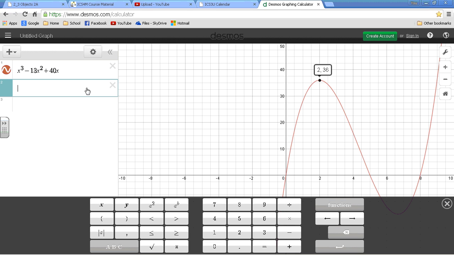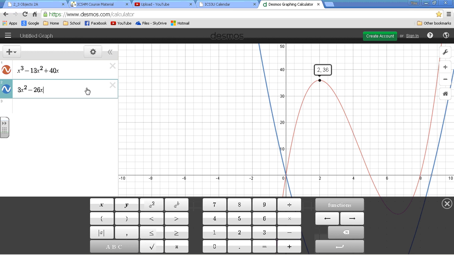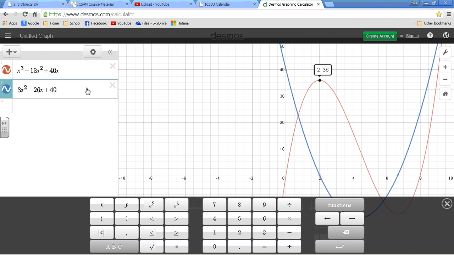And notice the first derivative, easy peasy, 26x plus 40, and then you can fill in the sheet very quickly. Okay, I'm stopping there. You're going to go fill in the sheet really quickly, and then come back for part two.